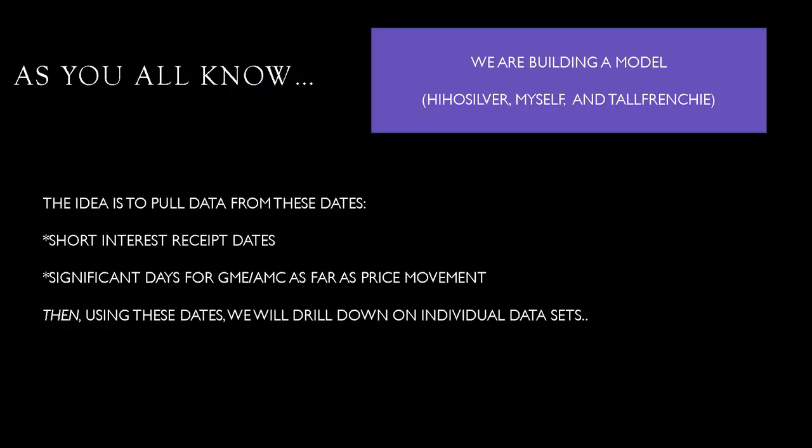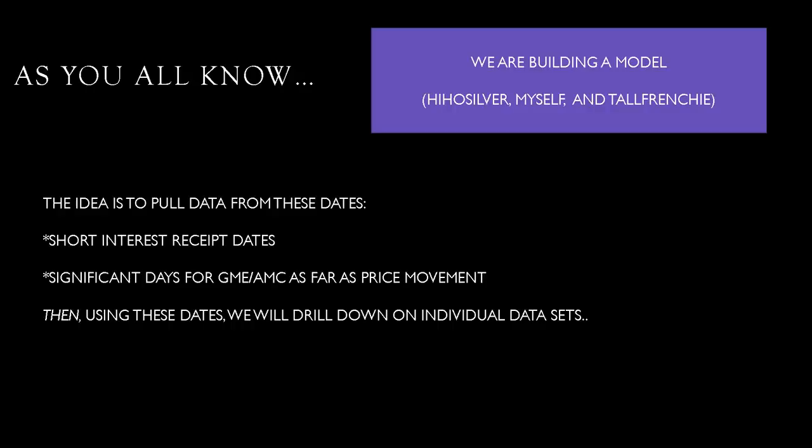So, as you all know, we are building a model. Hi-Ho Silver, myself, and Tall Frenchie. The idea is to pull data from specific dates that are related to short interest receipt dates. Now, why is this? Because if you look, before March 31st, we hit every single short interest receipt date.